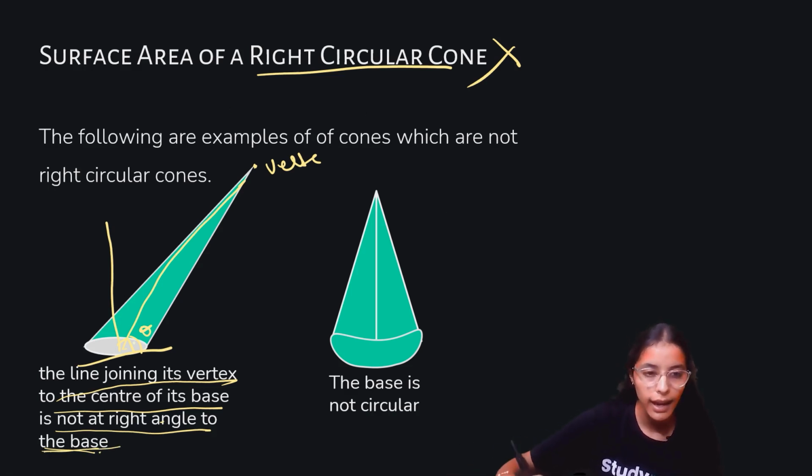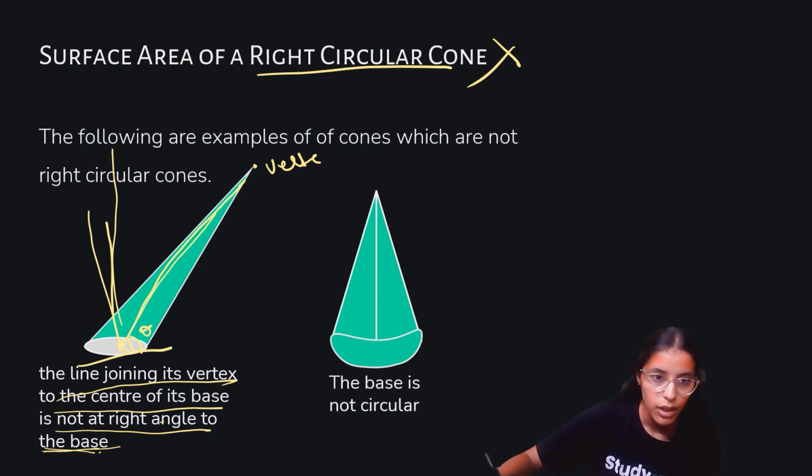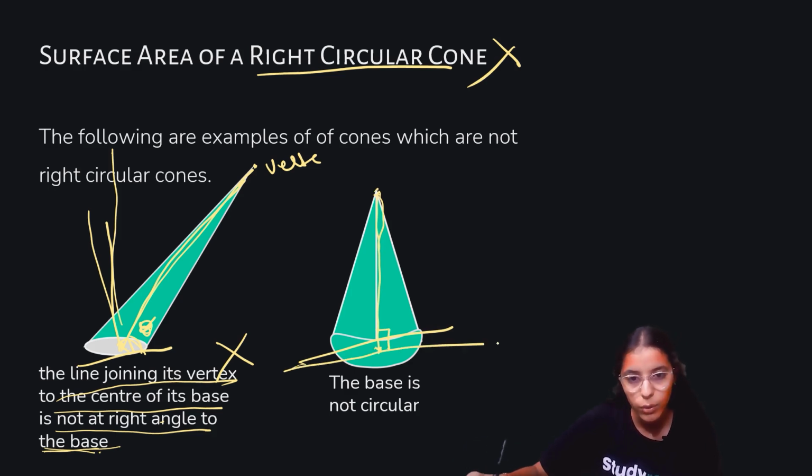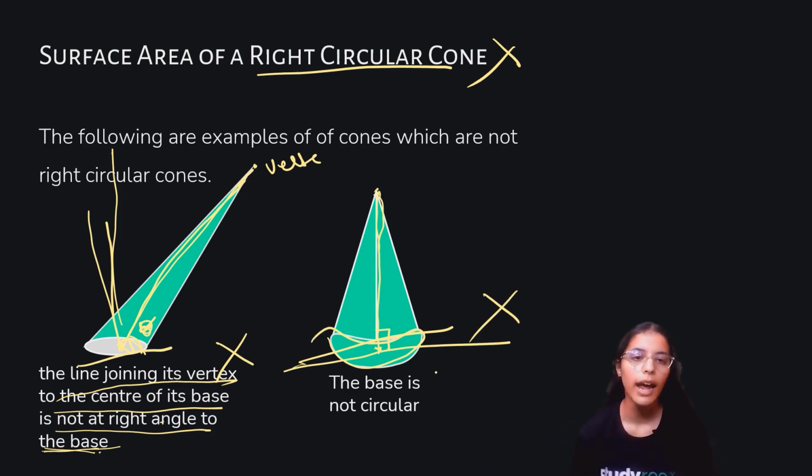So we can say that even if this is our height, the line that is joining the center to the vertex is at angle theta. So we cannot consider it as a right circular cone. While in this, the line joining the vertex and the center is at 90 degrees with the base, but still the base is not circular. So this is not a right circular cone.